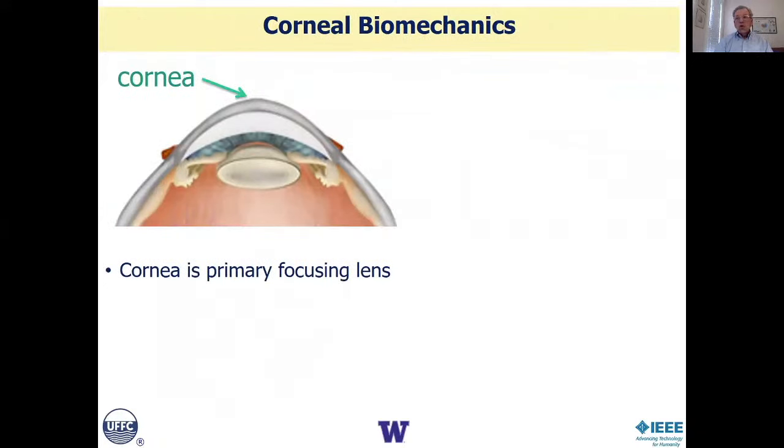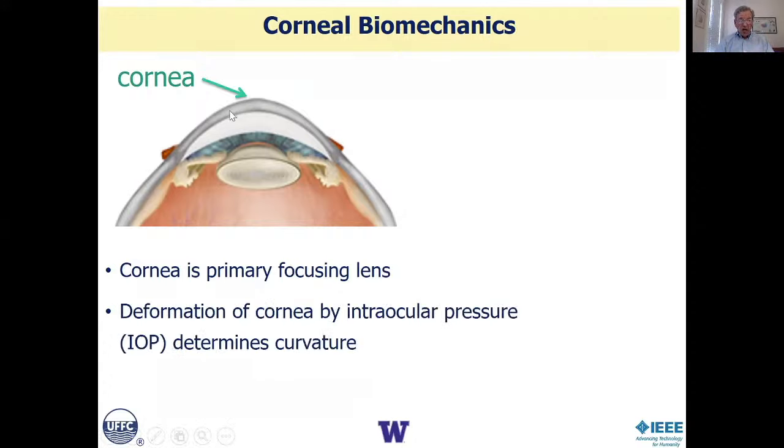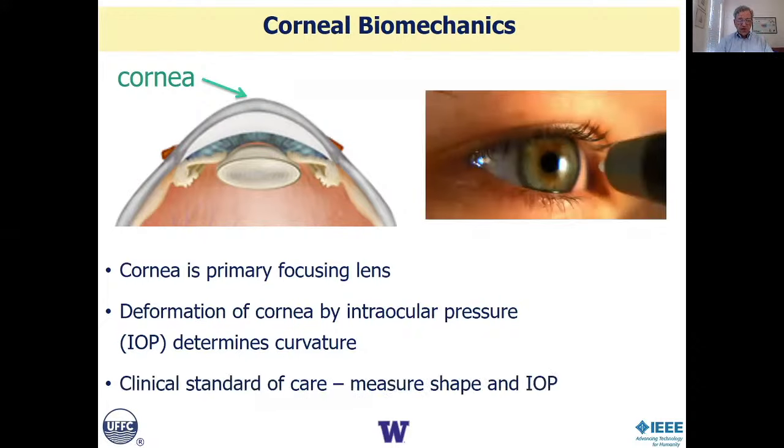Okay, so corneal biomechanics. Let's focus on that for the first part of this. And remember, the cornea is the primary focusing lens. Its shape, which determines its focusing characteristics, is determined primarily by the intraocular pressure and the elasticity of the tissue. The clinical standard of care, though, is simply to measure the shape and the IOP, and that's done through a classic forced deformation curve. Of course, it can be done in this contact way, but we're trying to avoid the contact at all, because if any of you have had those types of tests, which I have, you have to have a little local anesthetic to be able to have those tests.